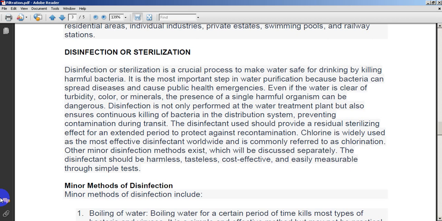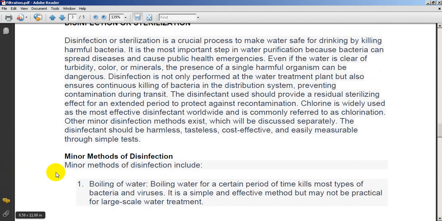Chlorine is widely used as the most effective disinfectant worldwide, and the process is commonly referred to as chlorination. Other minor disinfection methods exist, which will also be discussed separately. The disinfectant should be harmless, tasteless, cost-effective, and easily measurable through simple tests.